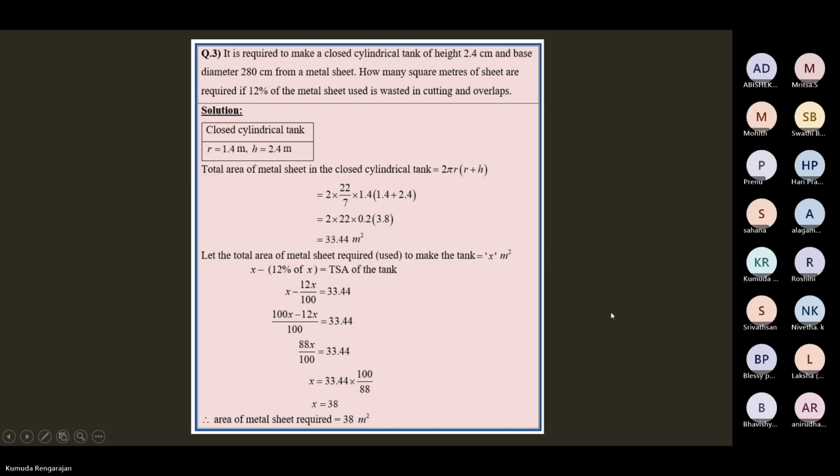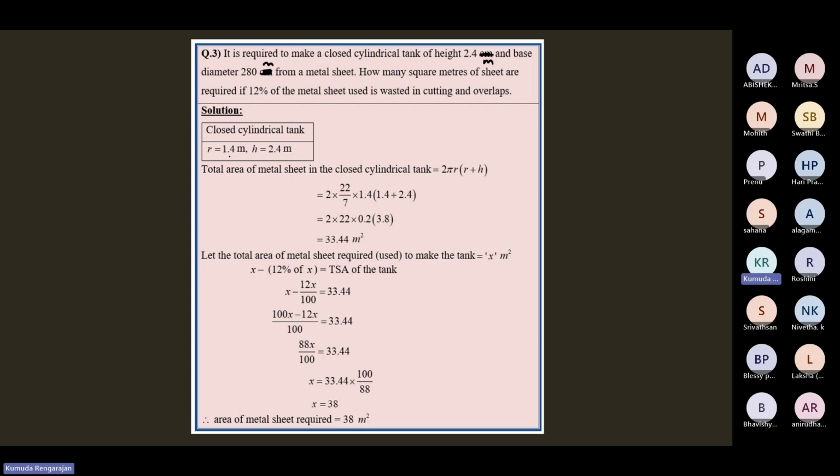Yeah, children. In the next question, it is required to make a closed cylindrical tank of height 2.4 and base diameter 280 centimeters from a metal sheet. I think there's a lot of printing mistakes. I've written centimeter here and meter down here, no? I'm sorry. I'll change it to meter only.